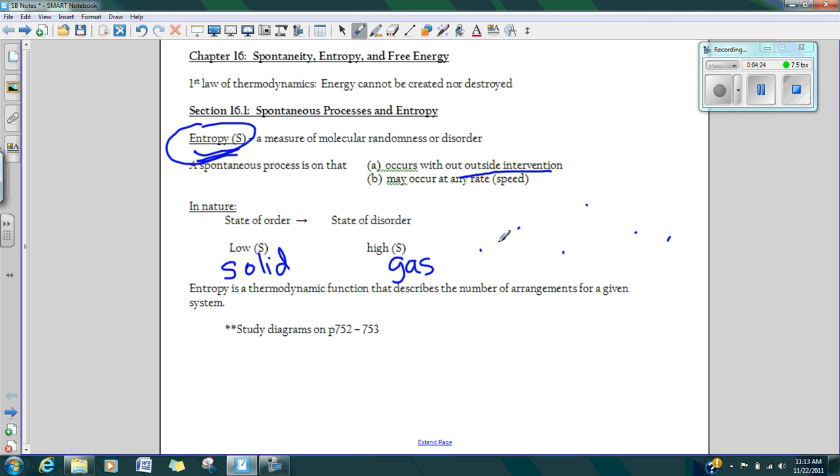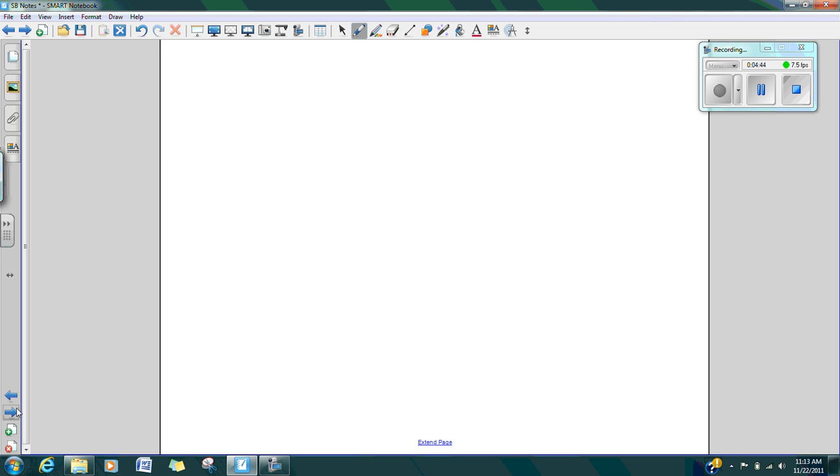We can talk about the driving force of this being more about probability. Entropy is a thermodynamic function that describes the number of arrangements for a given system. You have some of these diagrams also in your book that we are going to take a look at. I think you have a picture here on the next slide.